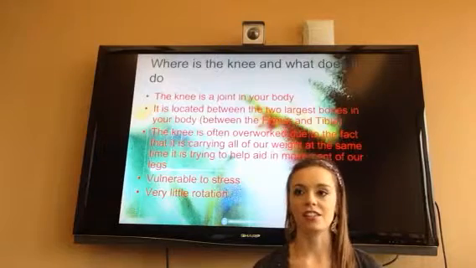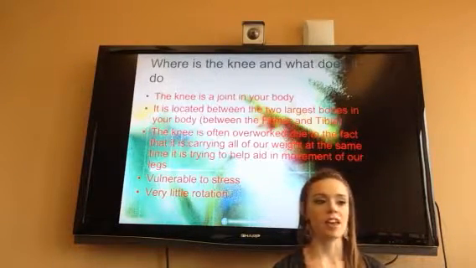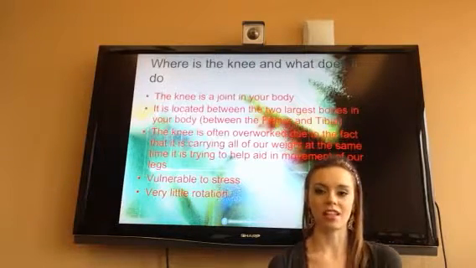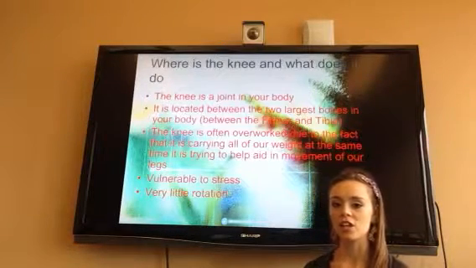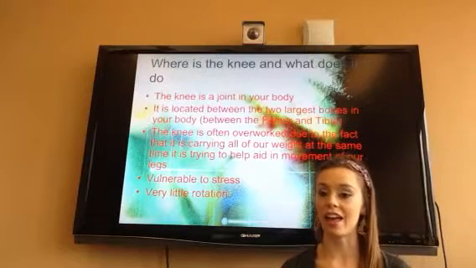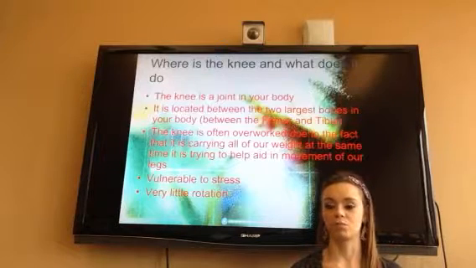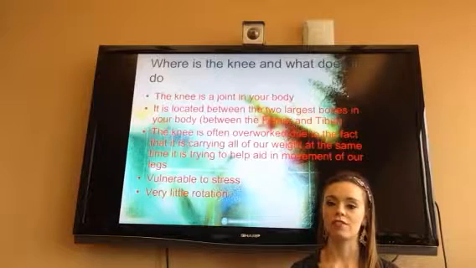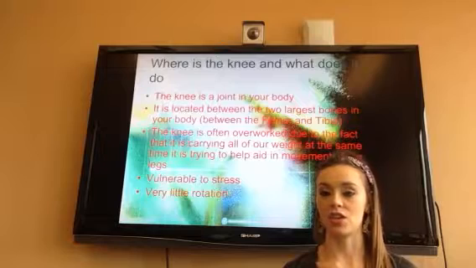Now, your knee is very important to your body. It carries a lot of the weight, it helps you through the movements of your leg, and there are multiple things that can happen to the knee. Your knee is very vulnerable to stress because it is pretty much the shock absorber in your legs, and a lot of stress is put on it. Your knee is also very limited in the rotation it can do.